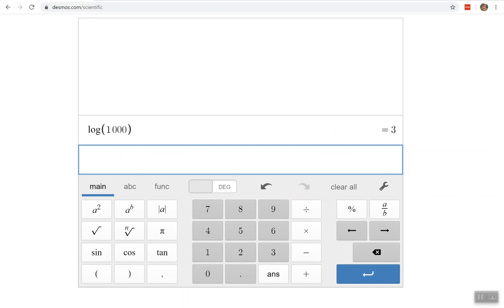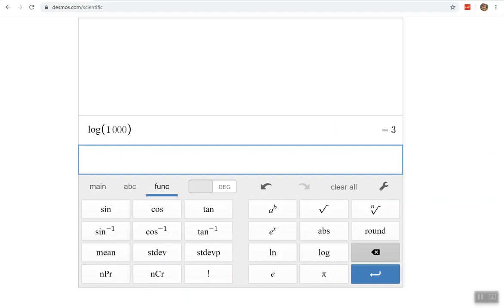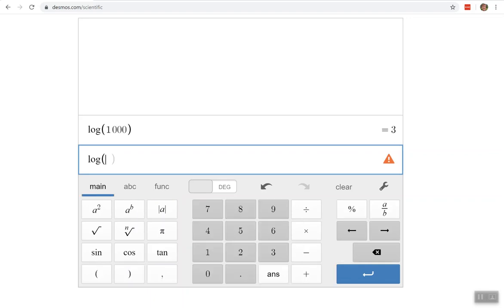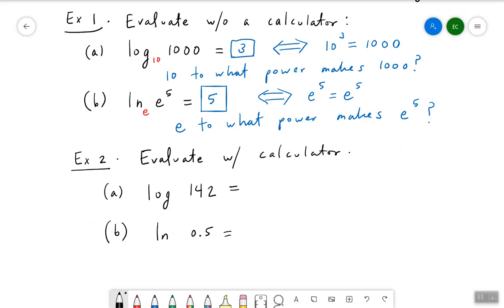Okay. And then the problem we had was the common log of 142. 142. You could close the parentheses and hit enter. And there is the answer, 2.1523. If we round to 4 decimal places, 2.1523. Let's go and write that on our problem. 2.1523, and we can box that up.